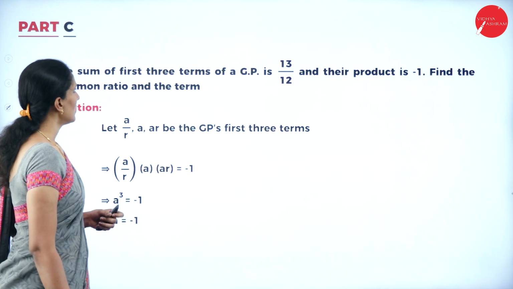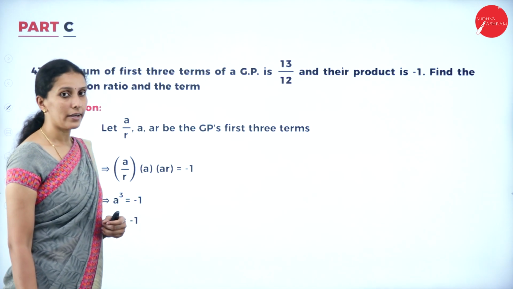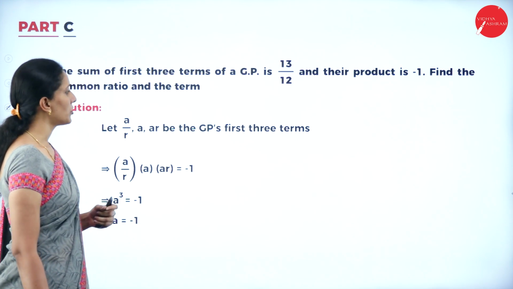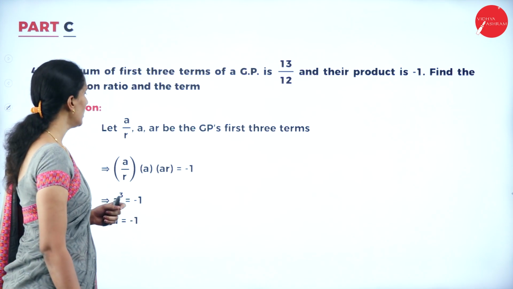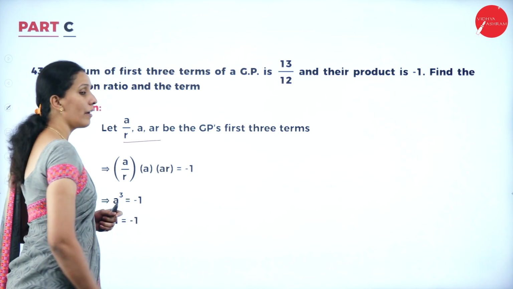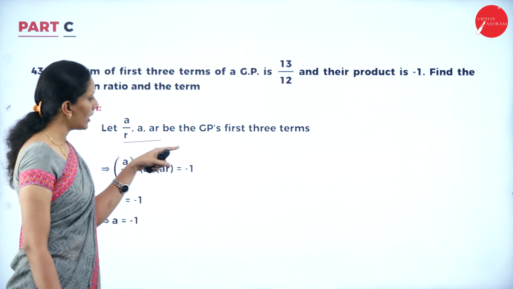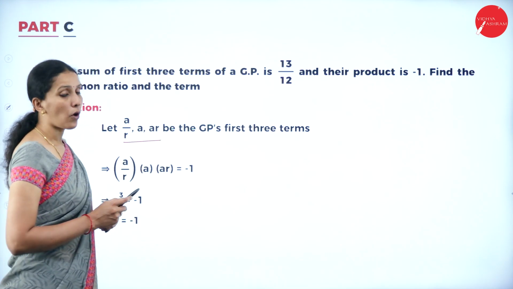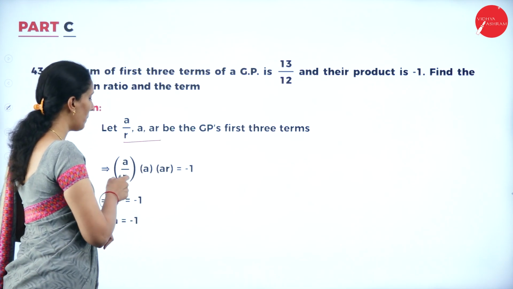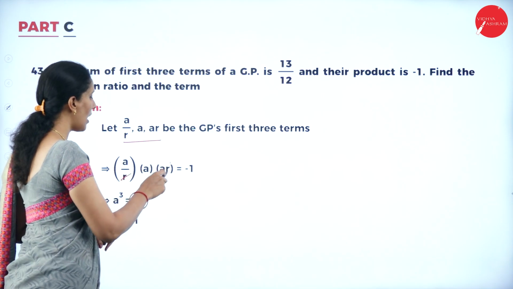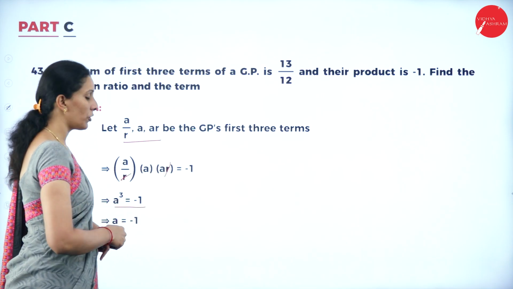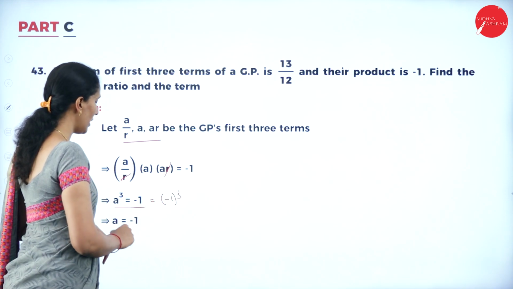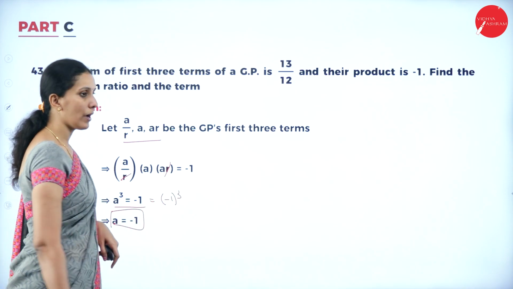Next one. The sum of the first three terms of a GP is 13 by 12 and the product is minus 1. Find the common ratio and the terms. So here, let me take a by r, a, ar as the first three terms of the GP. Then they have given their product is minus 1. So let me multiply all. r gets cancelled. We get a cube is equal to minus 1, which can also be written as (minus 1) whole cube. Hence we get the value of a is equal to minus 1.